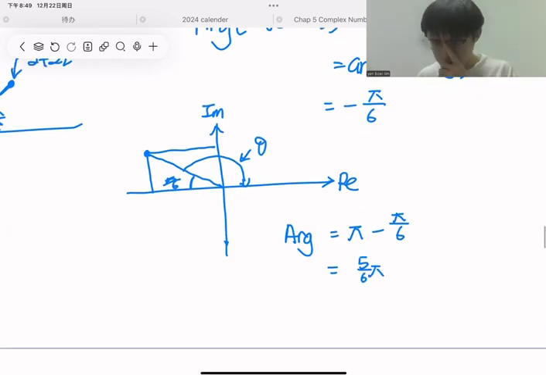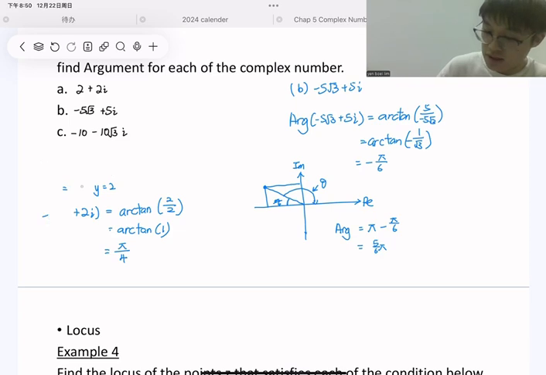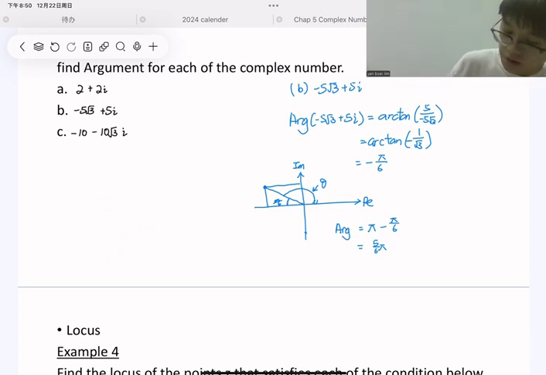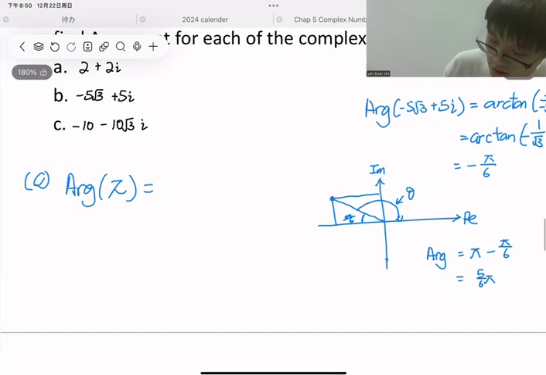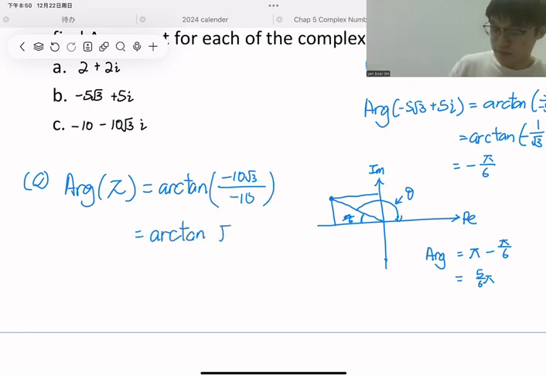Let's see the third example. Let me clear this one first. The third example is negative 10 square root 3. The argument of this complex number is equal to arctangent of negative 10 square root 3 divided by negative 10, which is equal to arctangent of square root 3.